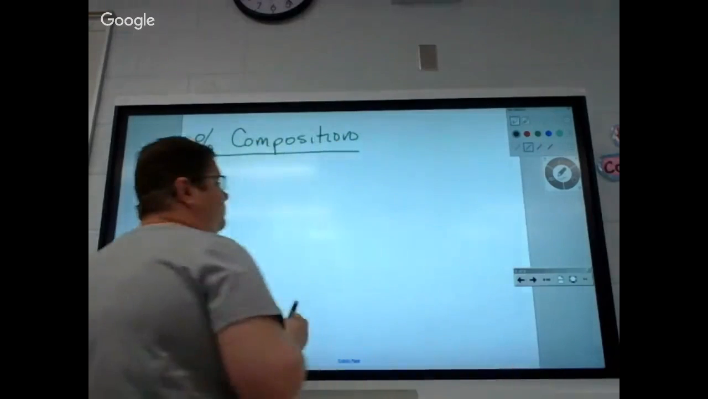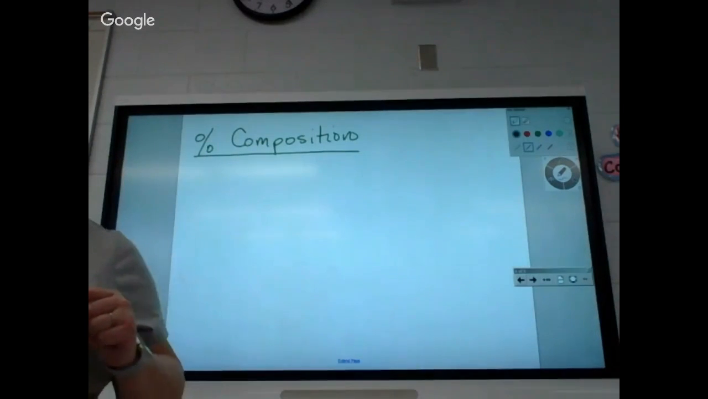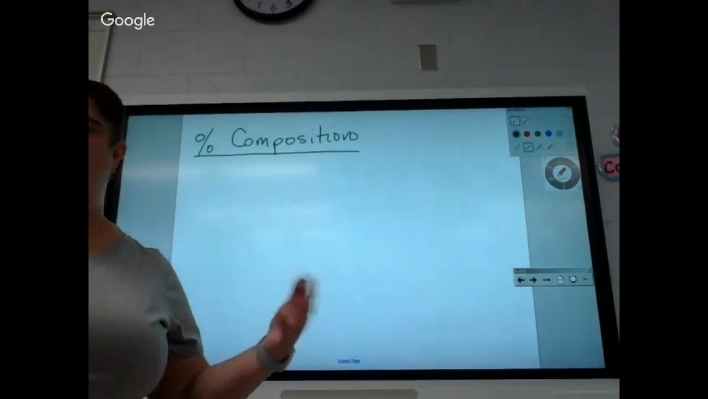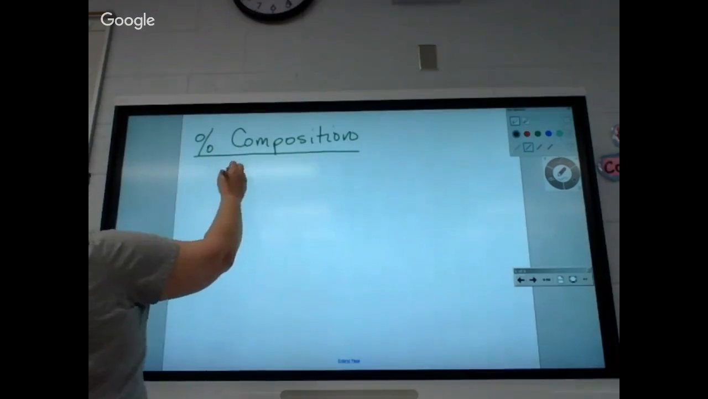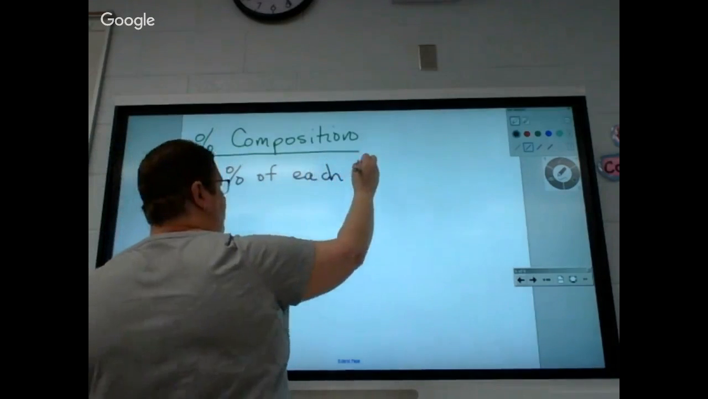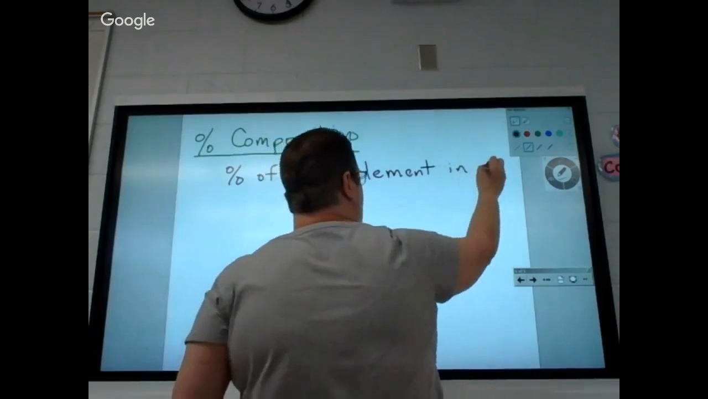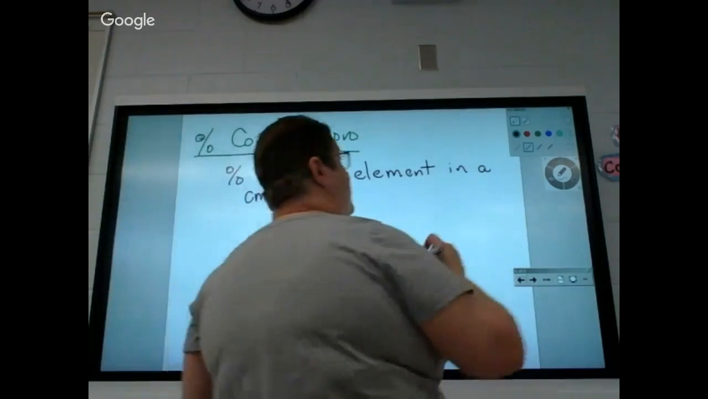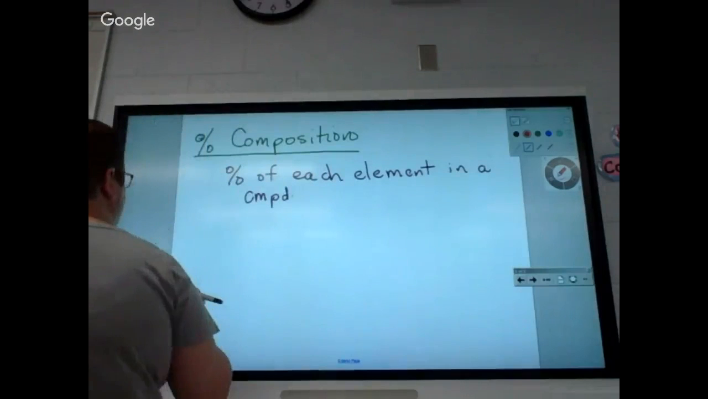Now, percent composition is something y'all have done and calculated in other math classes. All right. Now we're just going to use it and apply it in the chemistry class, which is why I don't mind teaching this today because y'all already know how to do it. All right. We're going to find the percent of each element in a compound. And this is easy for most people because you guys have done this in other math classes.